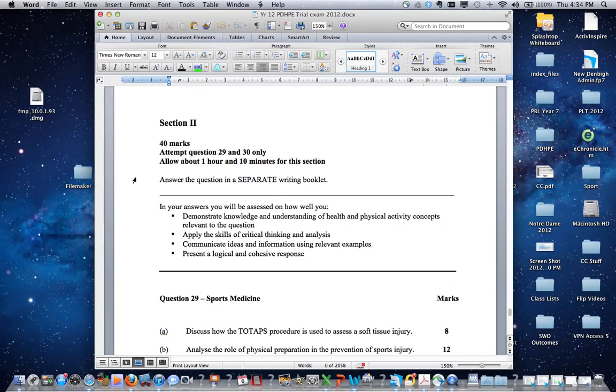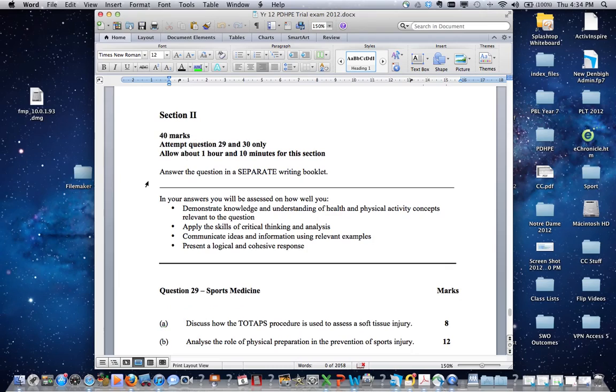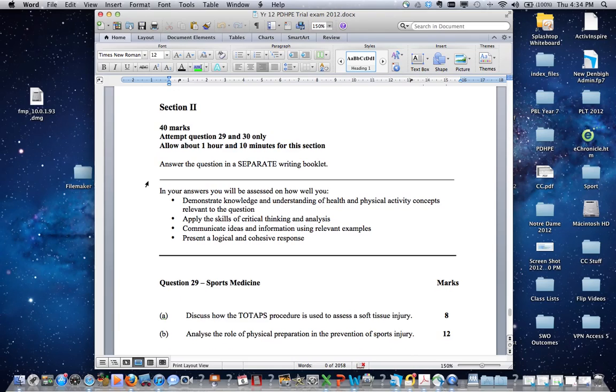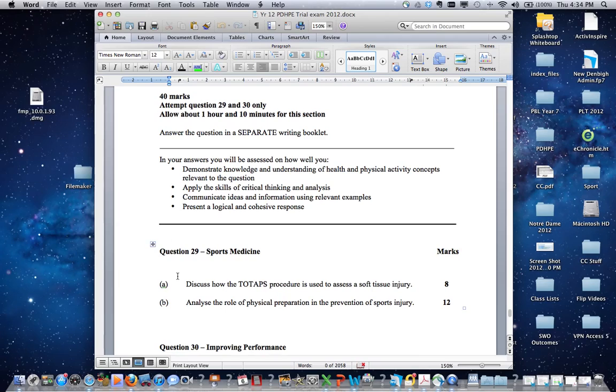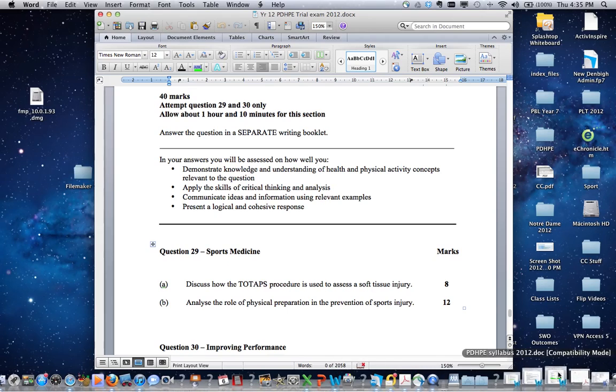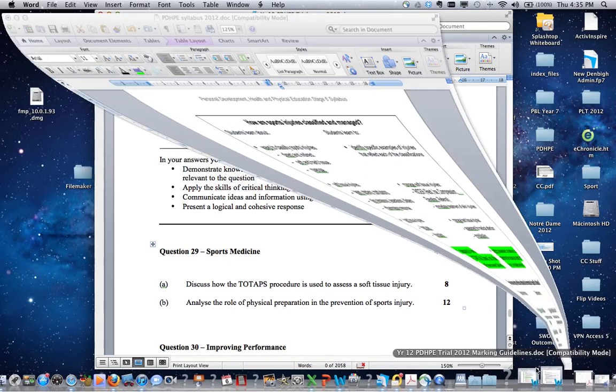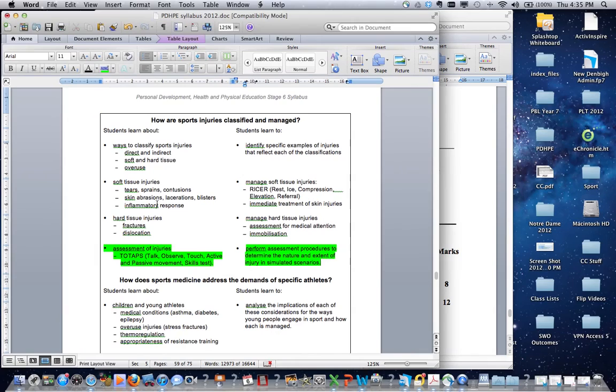If we have a look at some revision and review from the past exam, Section 2, we're looking here at Question 29A, which was an 8-mark question, and the question was, discuss how TOTAPS procedure is used to assess a soft tissue injury. If we have a look at our syllabus, we can see the assessment of injuries under the TOTAPS section there, that dot point is the one we're targeting here at the moment.